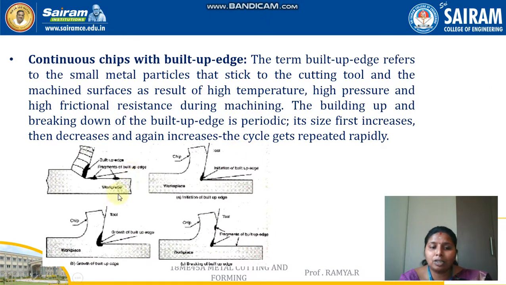In high strength materials, a lot of heat is generated during machining, and because of the heat and pressure, the chips produced stick together. They get welded and create a built up edge. This cycle repeats rapidly, and this black region indicates the built up edge. Due to the high temperature, the chips get welded together and create built up edges on the surface of the workpiece material.